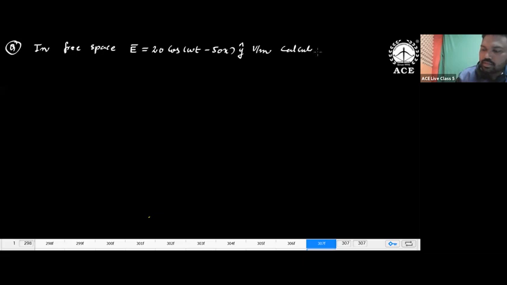Question. In free space, E is equal to 20 cos(omega t minus 50x) y cap volt per meter. Calculate: Question A, displacement current. Question B, H. Question C, angular frequency omega. Its units are ampere per meter square, ampere per meter, radian per second.